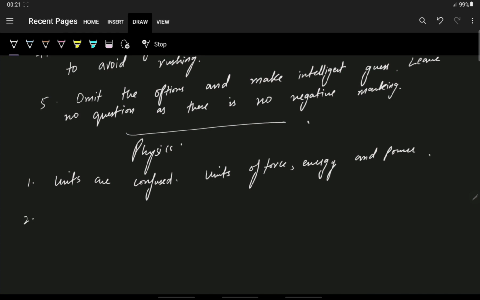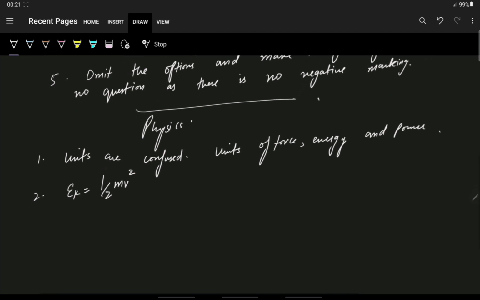Number two, when numbers are substituted in the expression of kinetic energy, that is 1/2 mv squared, what students do is that they omit taking the square. So when they perform the calculation, they ignore the square, and that leads to an incorrect answer. So make sure you know this.